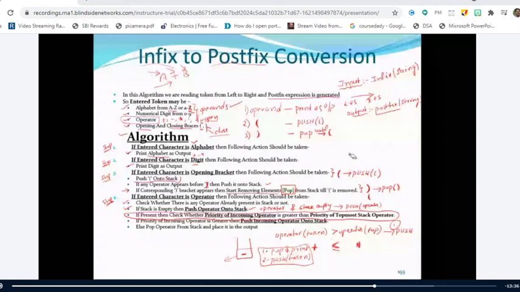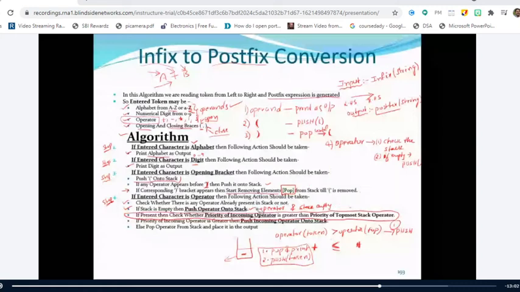This is very important. What do you have to do when you come across an operator? First thing, you need to check the stack. So if it is empty, what do you have to do? Push the operator into the stack. Super. You have to push the operator. Right. If the stack is not empty, then what do you have to do?